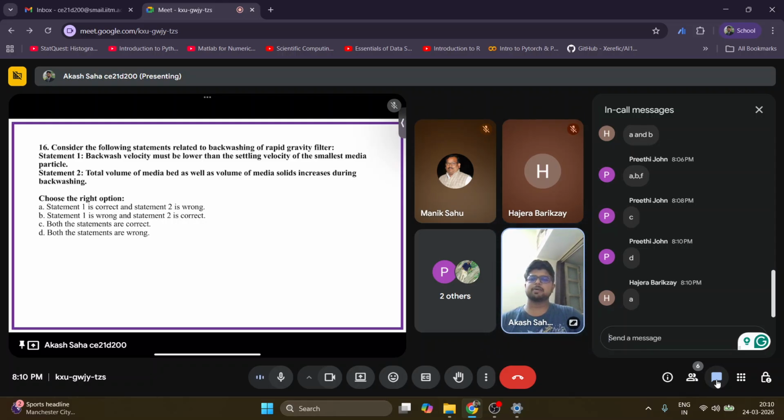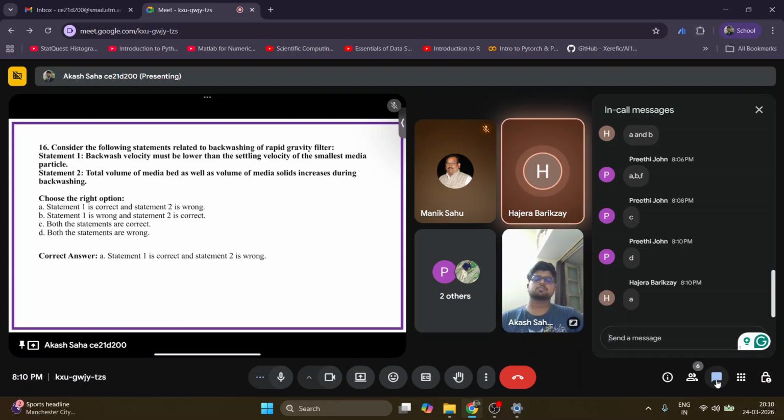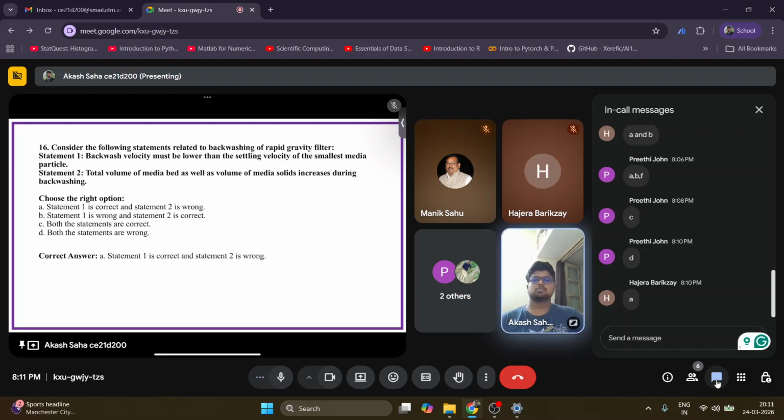And what about statement 2? Why is it wrong? Because the volume of media solids will stay constant. Yeah, the volume of the media solids will always remain the same. Total volume of the media bed can increase or decrease, but the volume of media solids will remain the same.